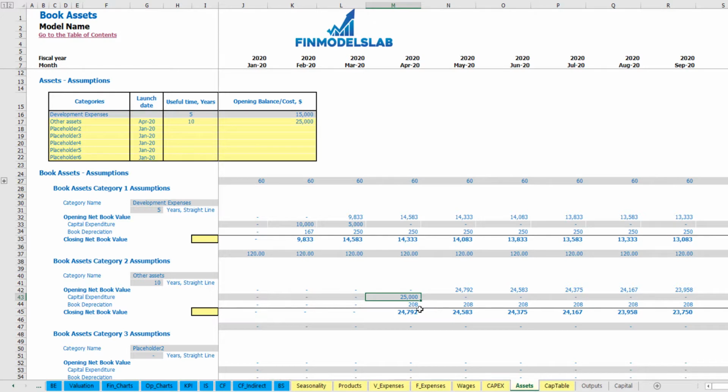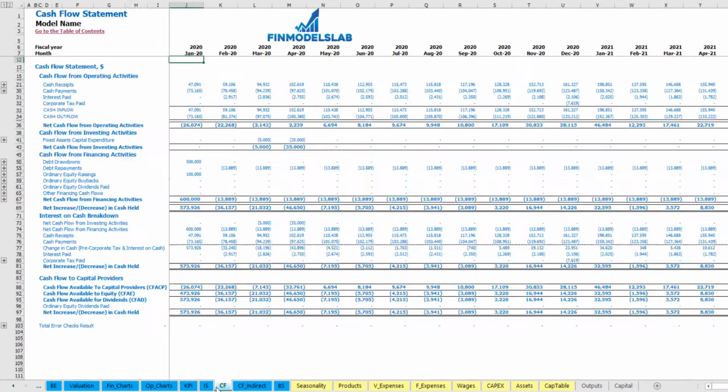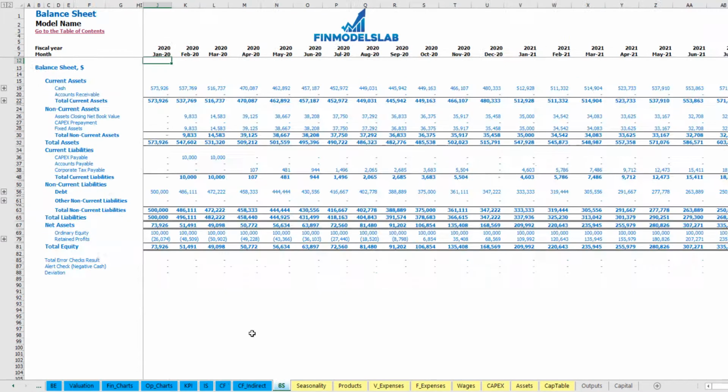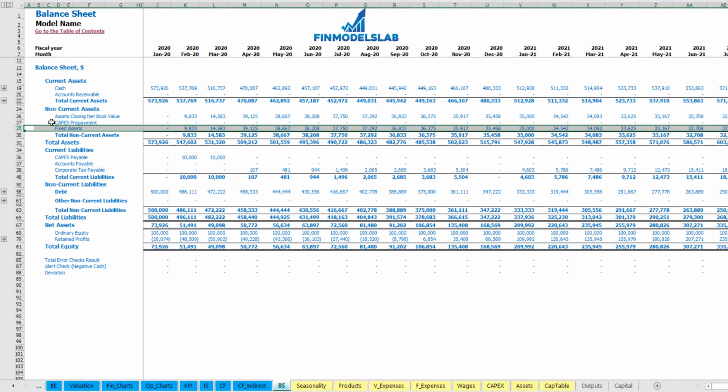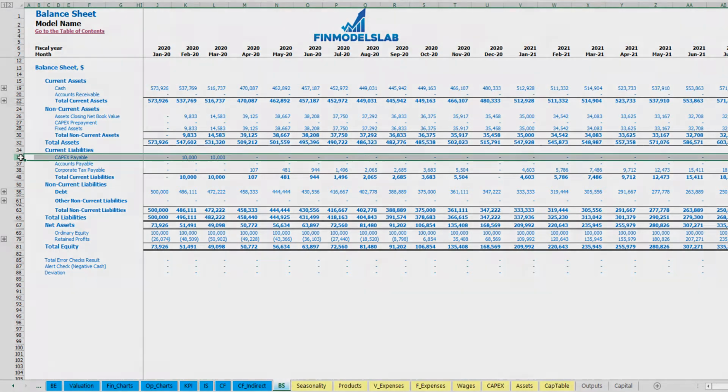You can see capital expenditure. You may see book depreciation by months for these amounts, and you may see closing net book value. The total amount of depreciation you may find in income statement. On the cash flow, you may find cash flow from investing activities for these assets. And on the balance sheet, you may find fixed assets amount under non-current assets, and CAPEX prepayment, and CAPEX payables as well.